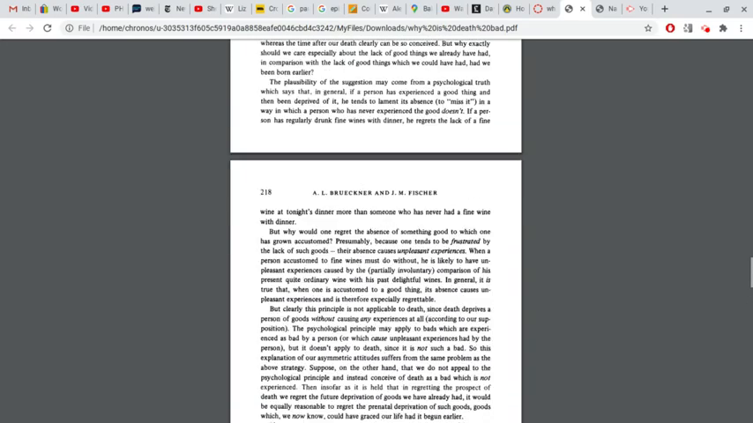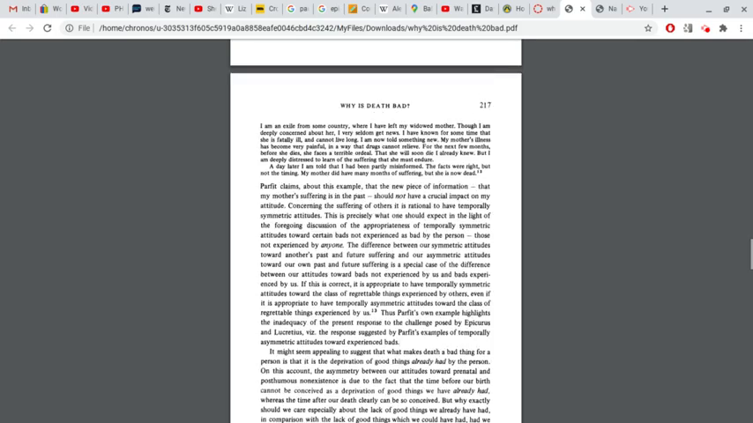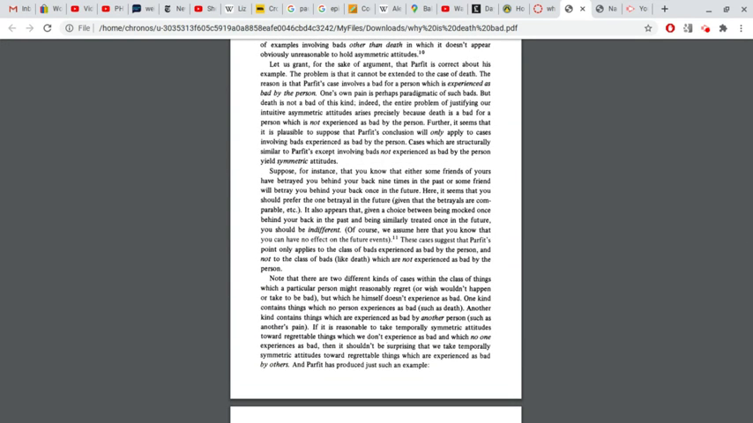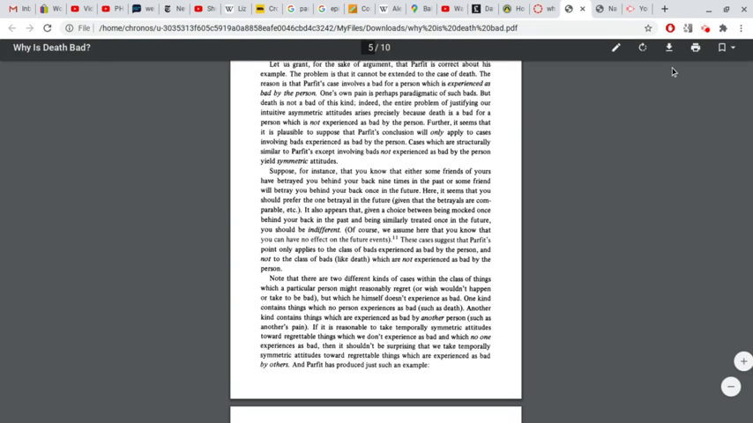So it's a very interesting discussion, especially because it brings up this idea of the temporal location of a bad, and how it affects our notion of how much it means to us.